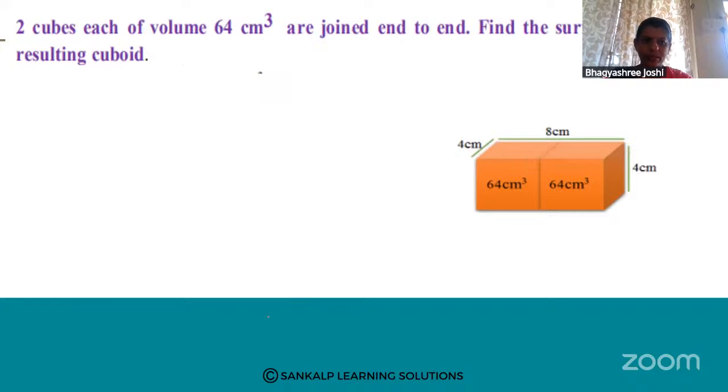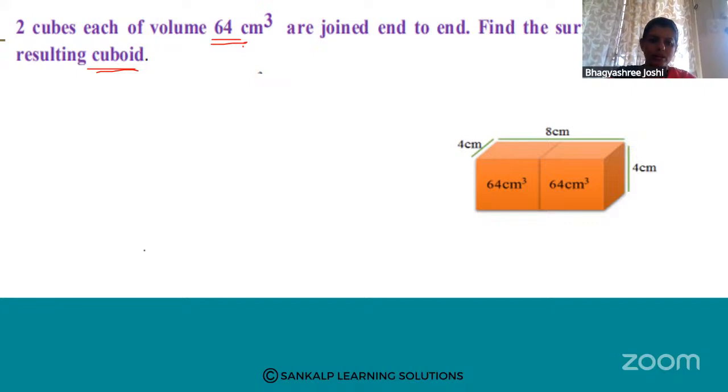Next one. Two cubes, each of volume 64 centimeter cube, are joined end to end. Find the surface area of the resulting cuboid. Cuboid they have asked. Okay, two cubes are there and two cubes are joined, combined. Okay, see, and each volume of the cube they have given, that is 64 centimeter cube.